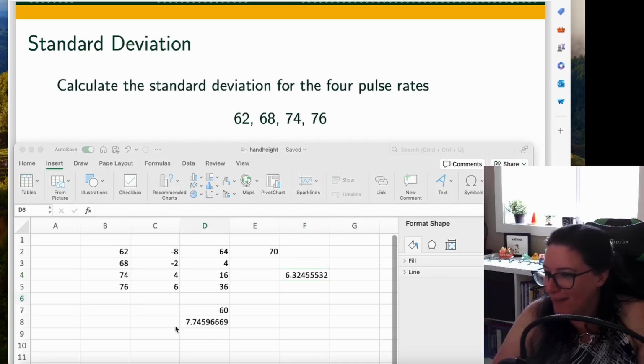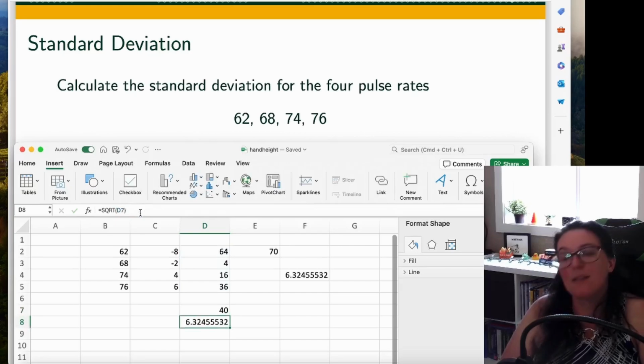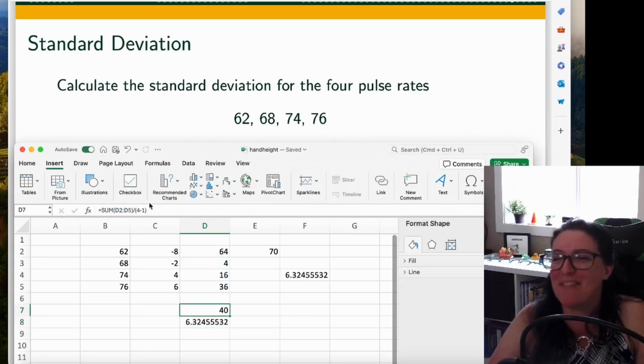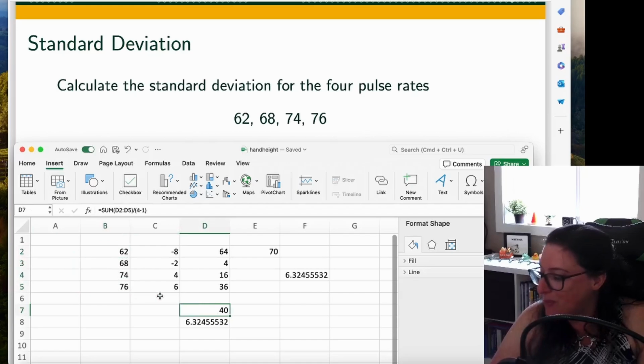All right, why am I getting different numbers? Because this should not be 3 minus 1. This should be 4 minus 1, because I have 4 data points here, and I was automatically subtracting 1. So with 4 minus 1, we get 6.32.